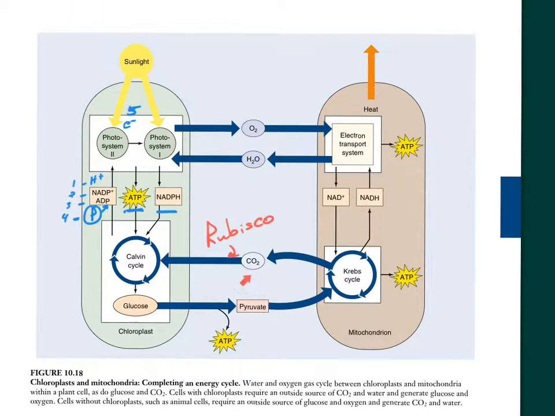So in this cytoplasm, we have the first step of cellular respiration. It turns out that all the steps of photosynthesis happen inside the chloroplast. But cellular respiration, the first step, happens in the cytoplasm. The first step is taking glucose and turning it to pyruvate.